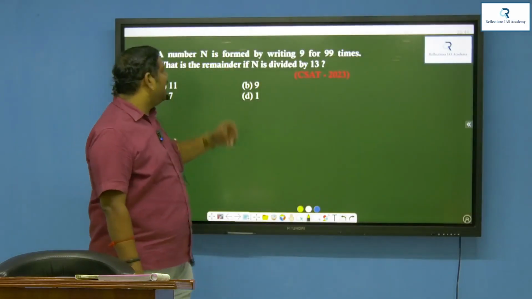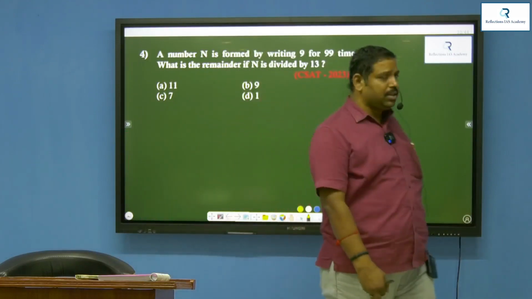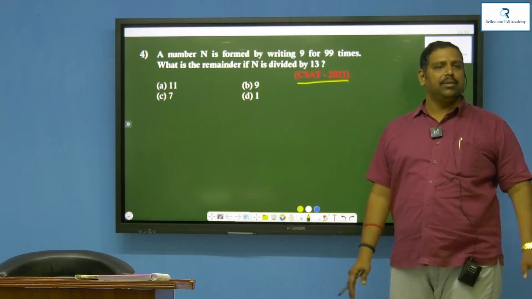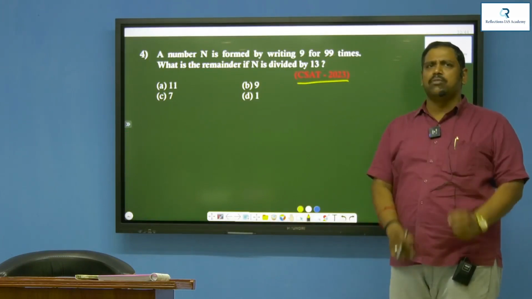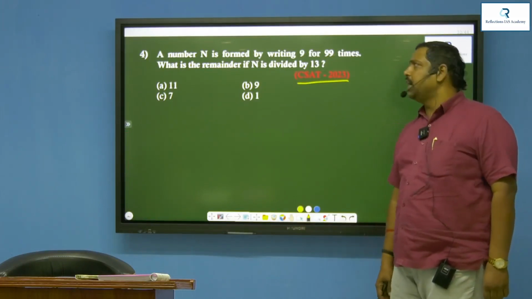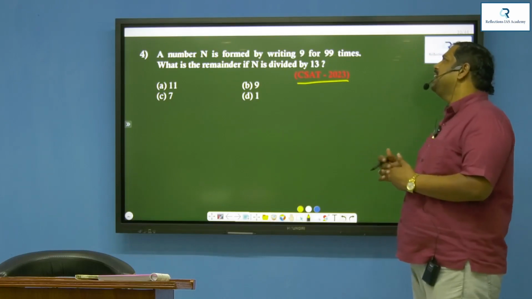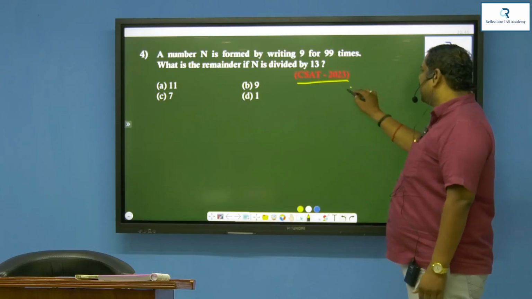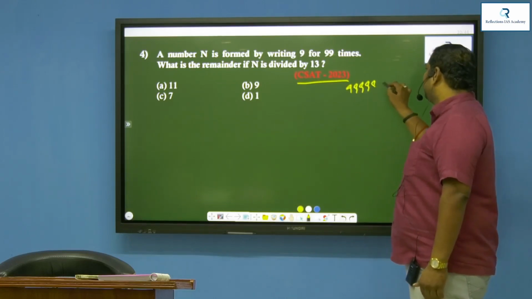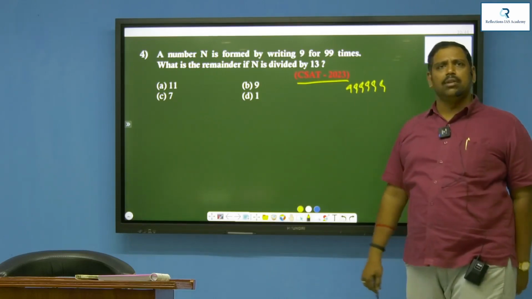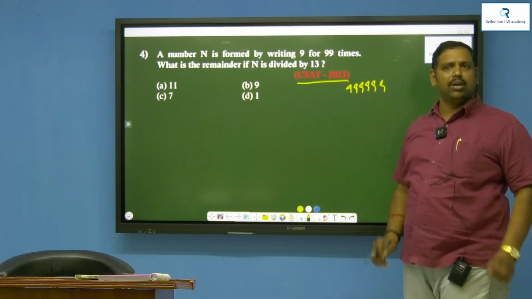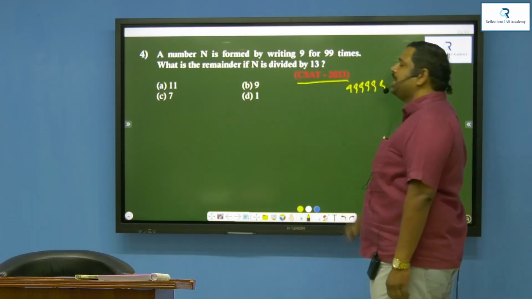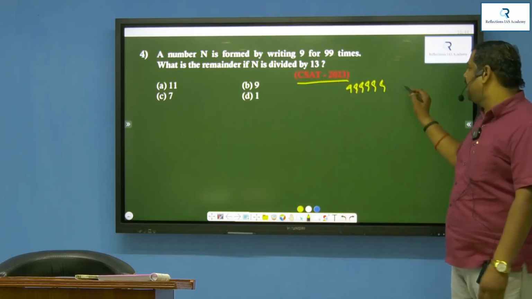A number n is formed by writing 9 for 99 times. Yeah, this is a question from CSAT 2023. But it is actually a simple question if you can understand. Okay, good. Observe. A number n is formed by writing 9, 99 times. Okay, means 9, 9, 9, 9, 9, 9, and so on. You have to write. It's a 99 digit number, right or wrong? Okay, good. What is the remainder when n is divided by 13?